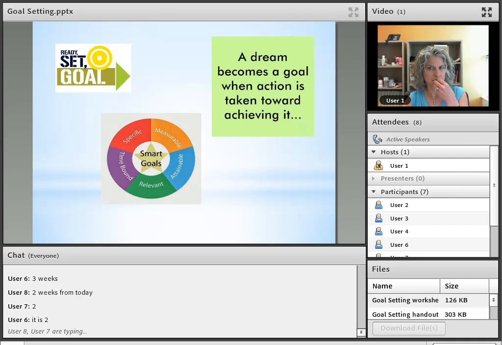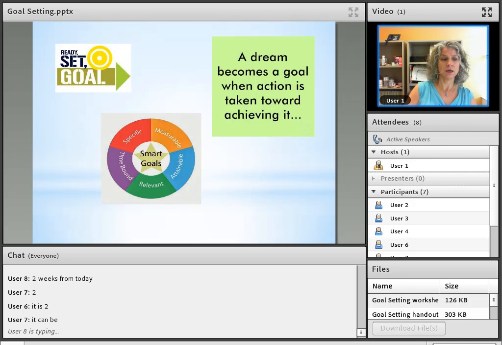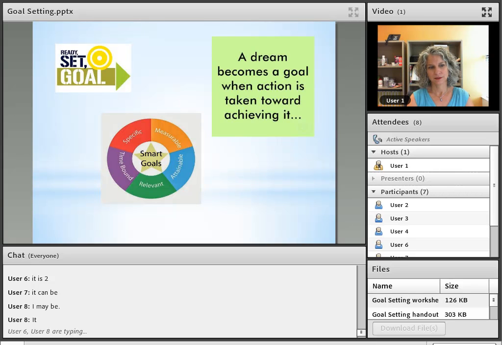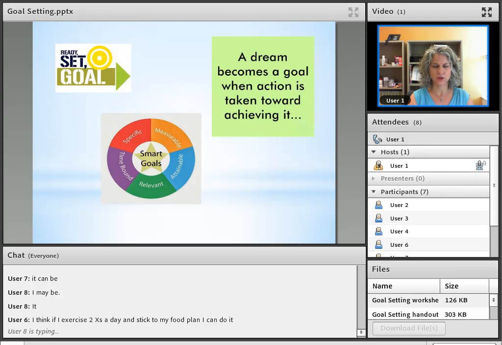A pant size? What do you think? I mean, it may be, but I don't know Pam's body. I don't know her, kind of what the plan is. It can be, Lisette says, okay? It may be, okay? Pam, what do you think? This is your goal. What do you think? Okay. I think if I exercise 2 times a day and stick to my food plan, I can do it. Okay.